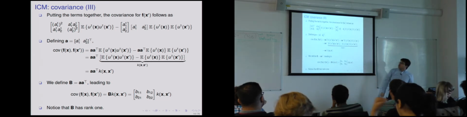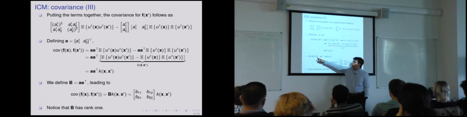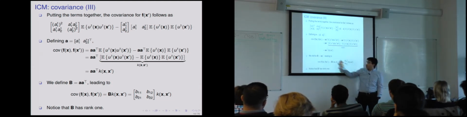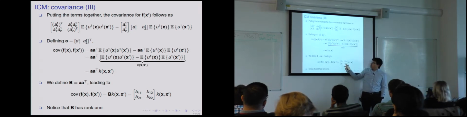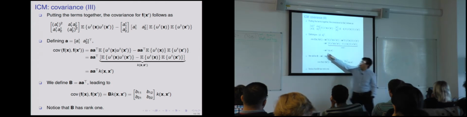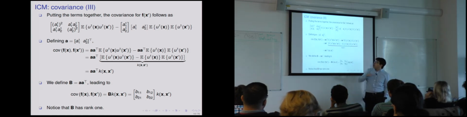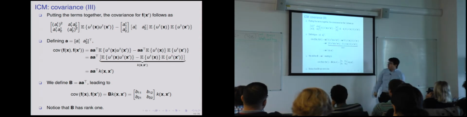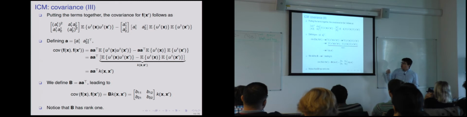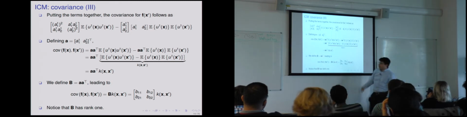So we can define a matrix for this outer product. We usually call it B. And that leads to, again, this expression here, where I now have this matrix defined in terms of B instead of the outer product of A. So if I want to build a multi-output Gaussian process with a particular covariance, I could either define A, or I could try to estimate B directly. Okay. So notice that B has rank 1, because it's just an outer product.